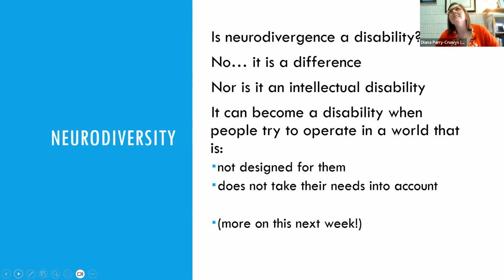On the same note, nor is it an intellectual disability to have a neurodivergent brain. Sometimes we see co-occurrence between intellectual disability and some of these diagnoses that we just discussed, but most certainly not always. So we should not expect that those come part and parcel.